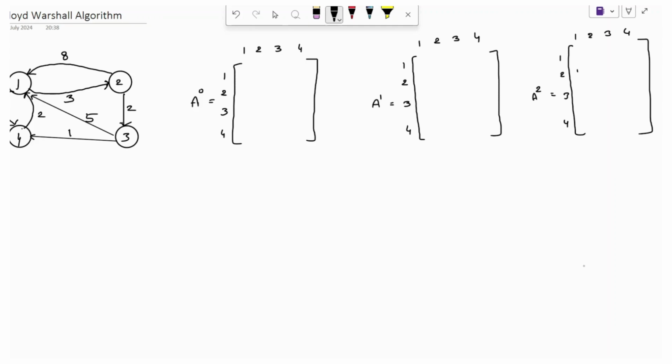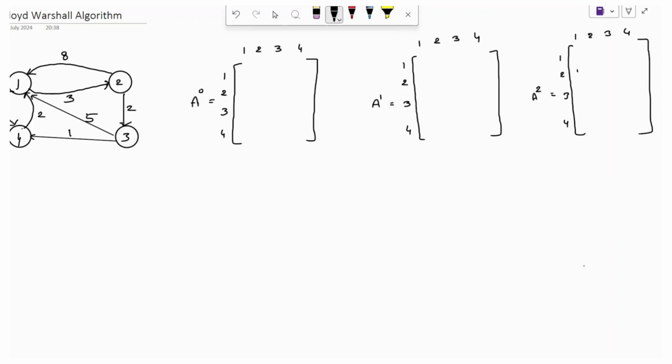Now let us understand this algorithm using an example. Here in this example, I have 4 vertices 1, 2, 3 and 4 and their corresponding edges. Each edge has its corresponding weight. This algorithm uses an adjacency matrix to represent the distance between any pair of vertices in the graph.